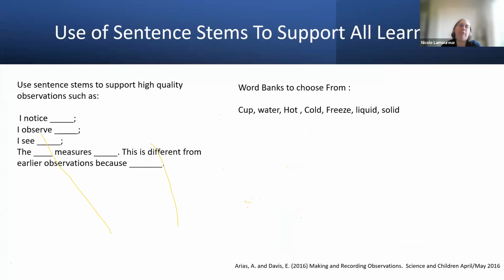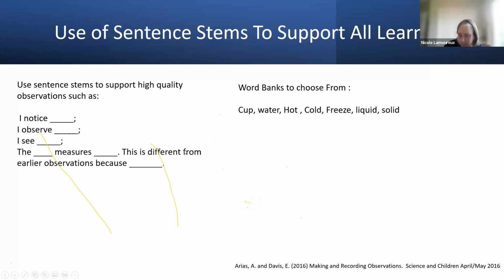Use of sentence stems to support all learners. So again, I mentioned that Alberta has a high percentage of ELL learners, and what's good for ELL is good for all learners. So these are examples. I would just choose one. I just gave examples here, like I notice, I observe, I see. The blank measures blank. This is different from earlier observations because, and then you can have a word bank for students to choose from.